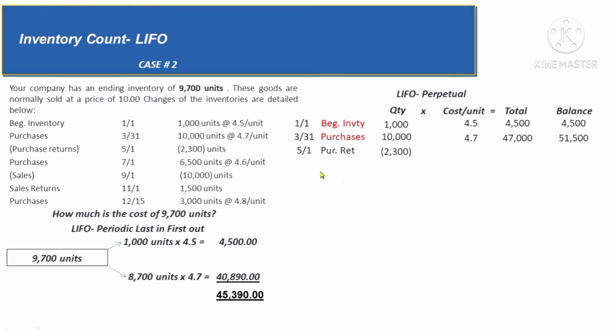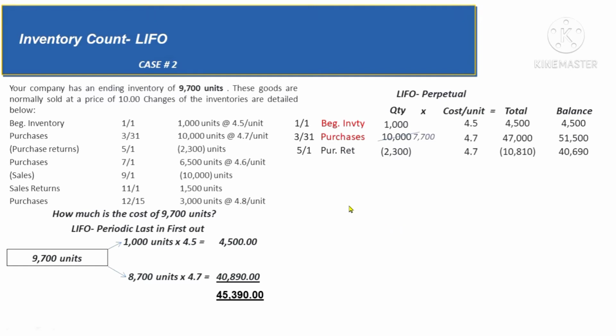Remember, in this problem on 5/1, there is a purchase return of 2,300 units. So the problem is again the cost per unit. Again, the assumption is not changed. These returns came from the latest purchase, which is this one. So we have to put here the 4.7 and we have to get the total of 10,810. Since this is a purchase return, let's deduct this from the 51,500 and we will have a running balance of 40,690. Again, these 10,000 units, because of these returns, will be updated to 7,700 units.